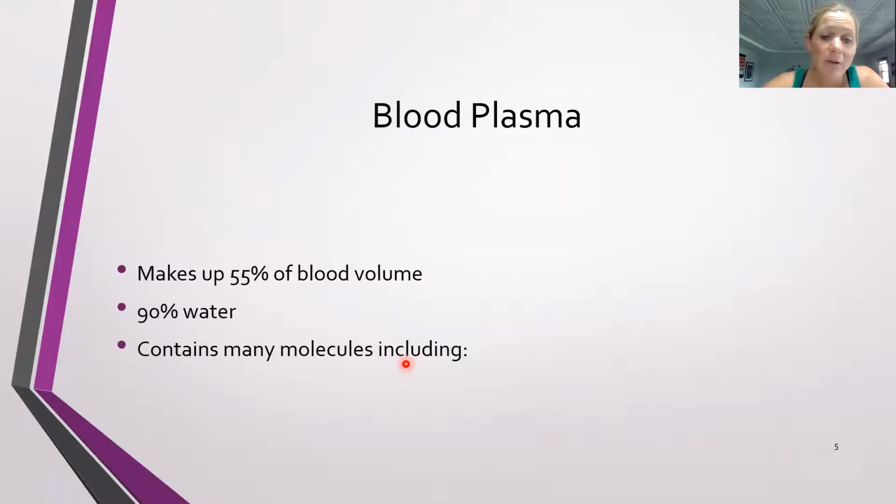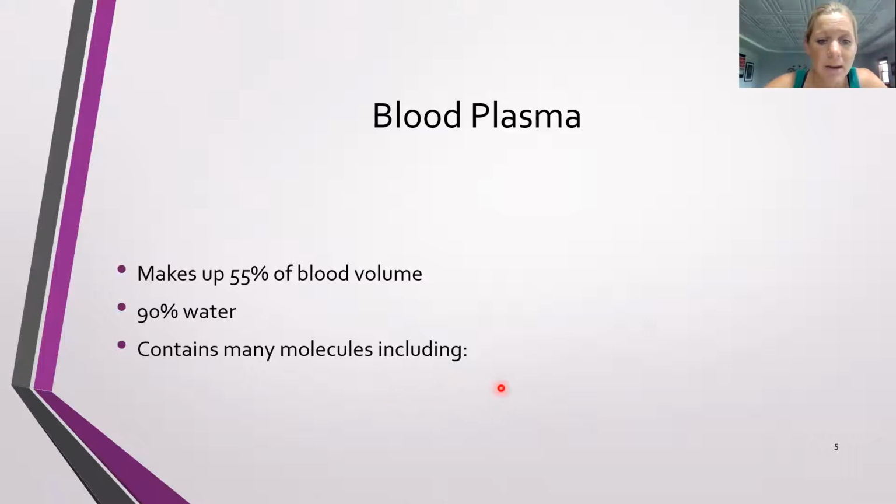Okay, it'll include nutrients such as sugar, amino acids, and lipids. It will include some waste products such as urea, ammonia, and CO2 or carbon dioxide. It'll include oxygen, hormones, and vitamins. And it includes 3 types of protein molecules, which are going to assist in transportation and also blood clotting. And those molecules include albumin, globulin, and fibrinogen.